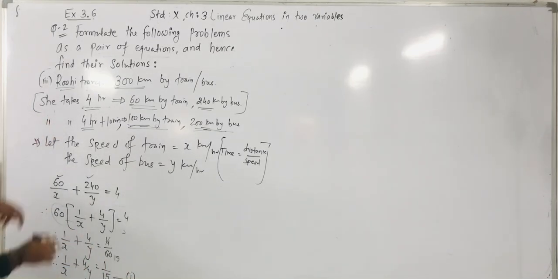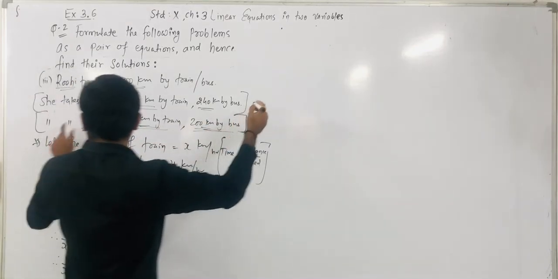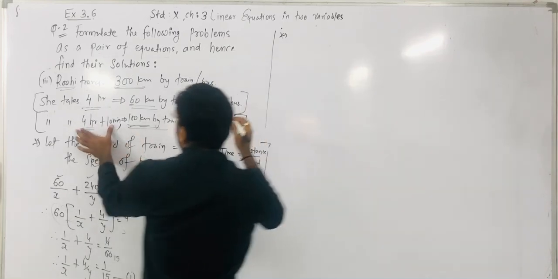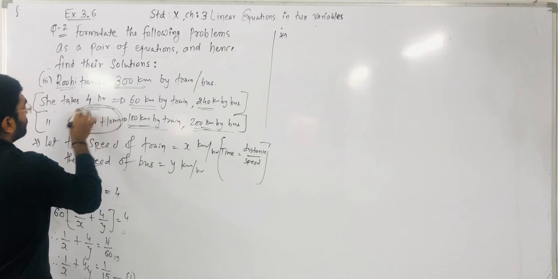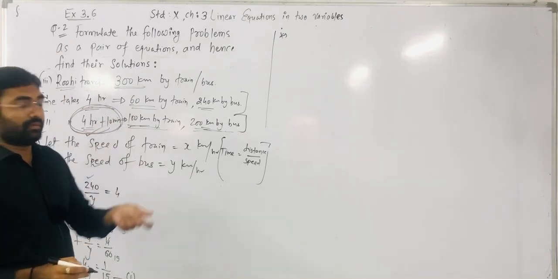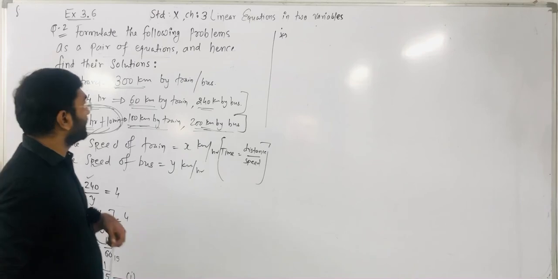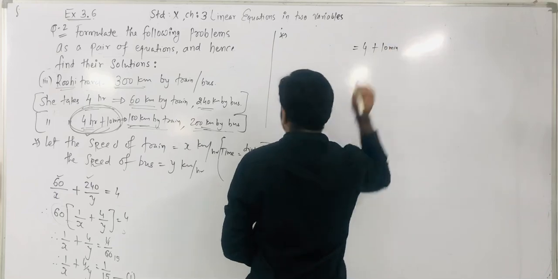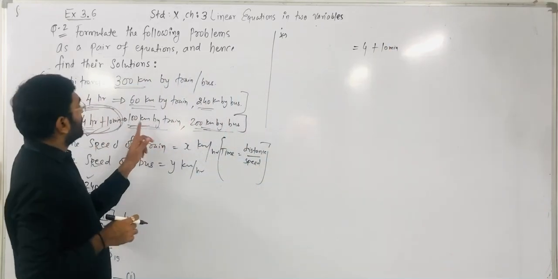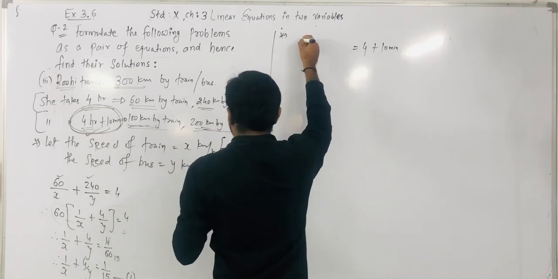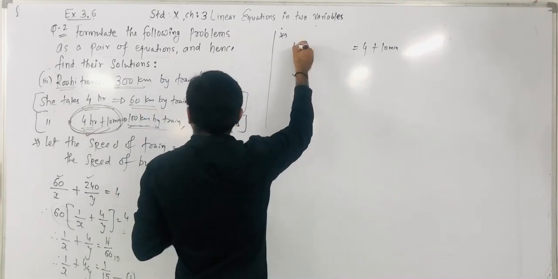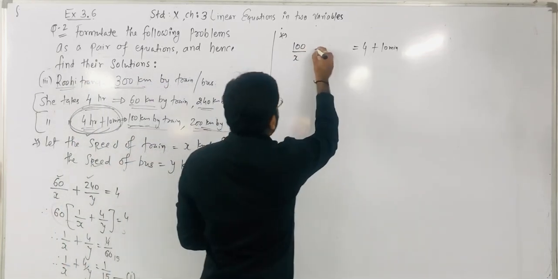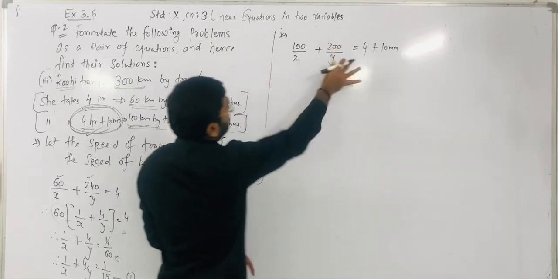Now from the second condition, we have to make the equation. So what do we have to say? 4 hours plus 10 minutes they require. This is important: they require 10 minutes more compared to the first time. So it is equal to 4 hours plus 10 minutes. The train covers 100 km, and time is distance upon speed, so 100 by x. The bus distance is 200 km and speed is y, so 200 by y.